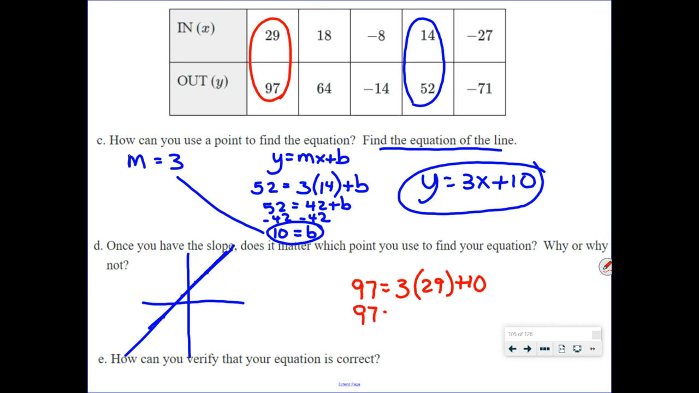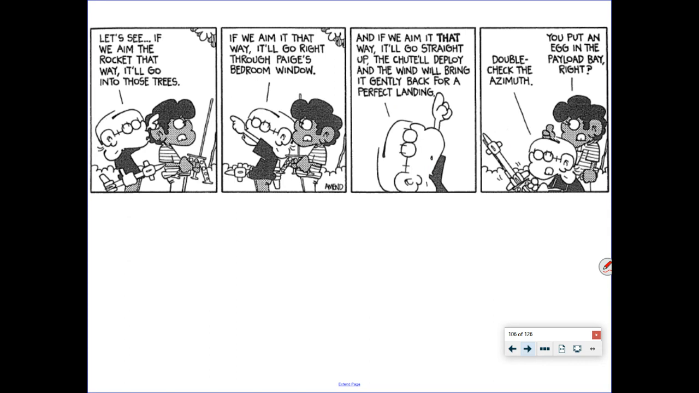So 97 equals 3 times 29. 3 times 29, I can't do this. What's 3 times 30? 3 times 30 is 90, but I have one less 3, so 87, plus 10, 97 equals 97. That was correct. Cool. All right? So hopefully that method makes sense to you. That's really all we're doing today.